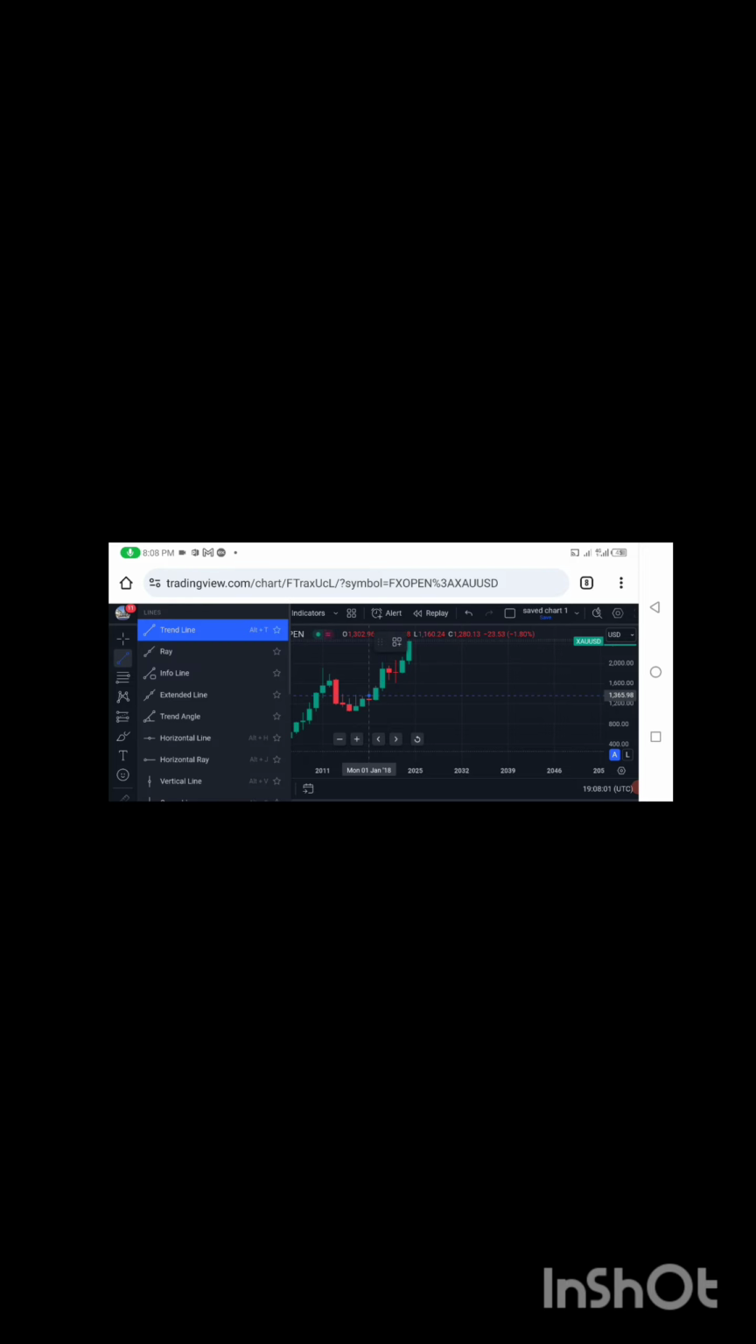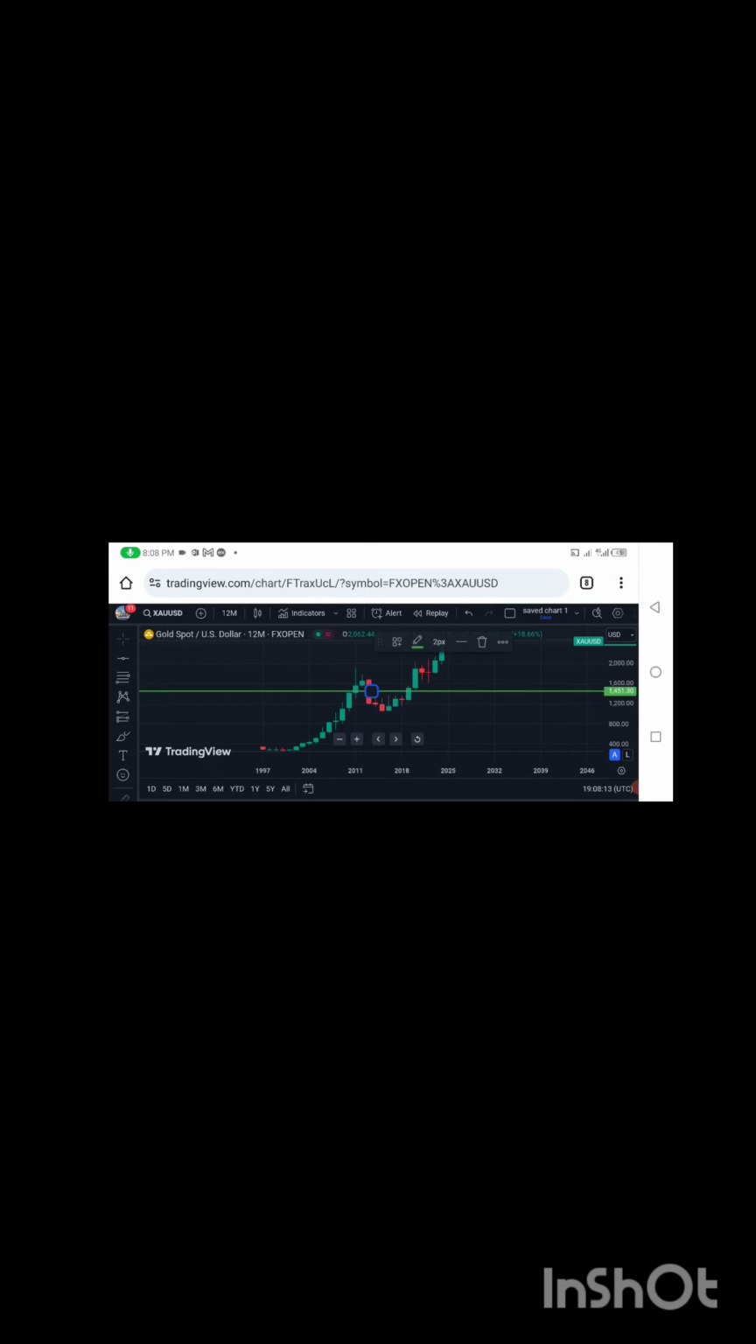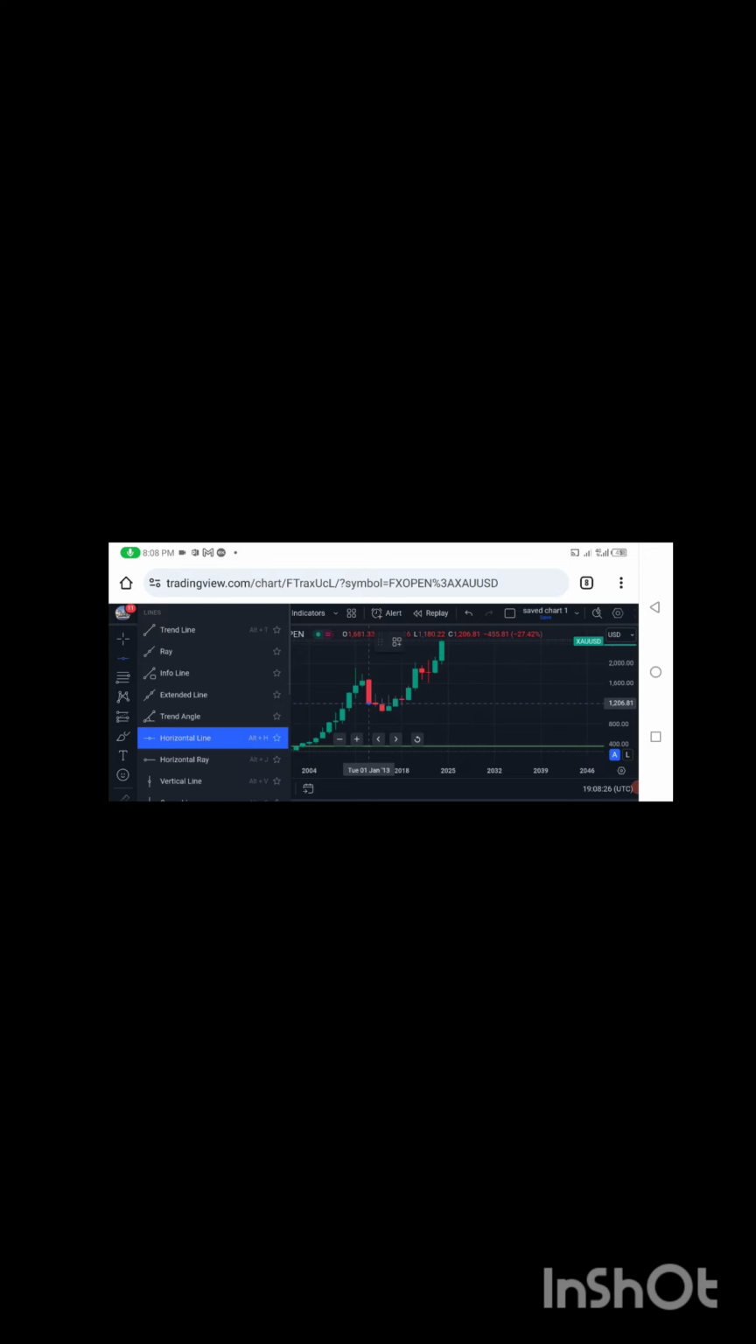Let's pick this horizontal line. You see that price broke out from this resistance. So that shows it's going up. Price broke up. Okay, let's get another breakout. You notice that price broke out of this resistance.